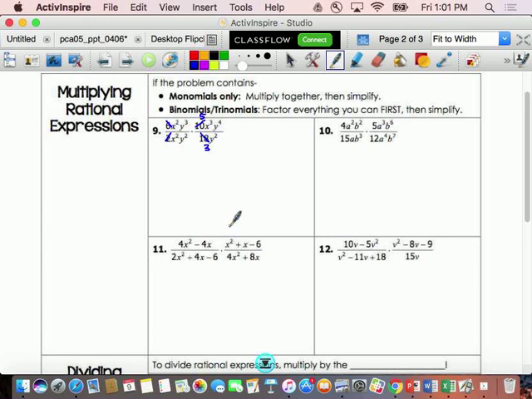Now, some people don't like to do that. Some people prefer just to go ahead and multiply the whole thing out. I don't like to use a calculator, so I do that. So this gives me 5 in the numerator. X squared times x to the third is x to the fifth. Y to the third times y to the fourth is y to the seventh. Remember, when you're multiplying with exponents, you keep the base and add the exponents.